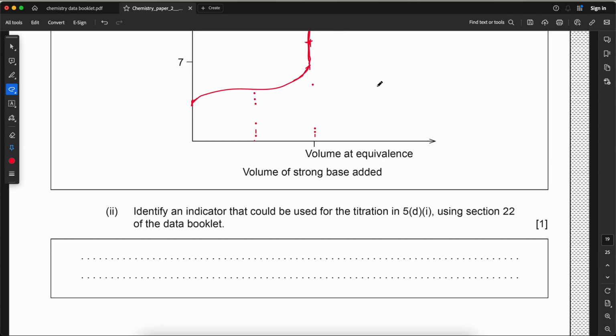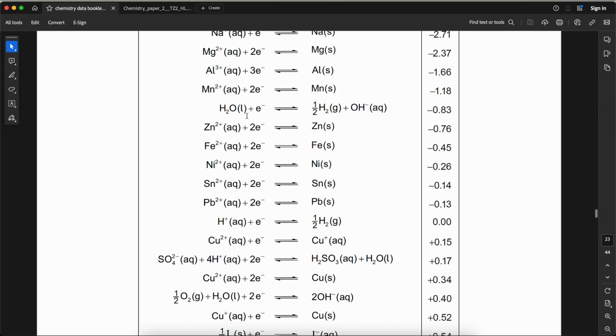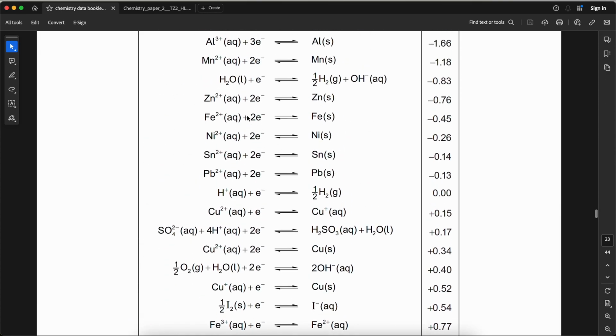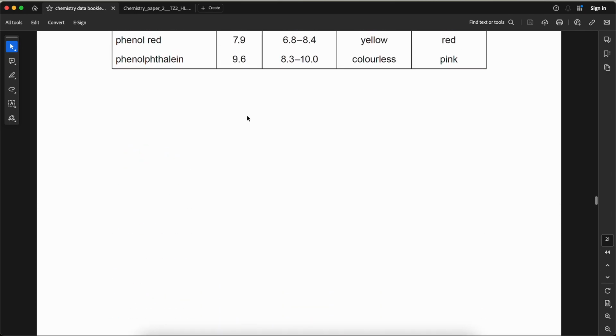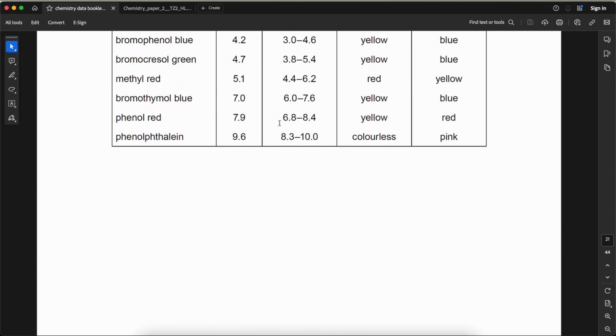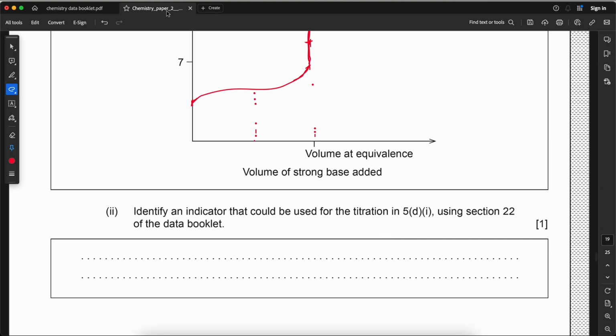Identify an indicator that could be used for the titration. Because the pH at equivalence is bigger than 7, from section 22, you can choose either phenol red or phenolphthalein. So the answer will be phenolphthalein. Or if you answer phenol red, that will also be correct.